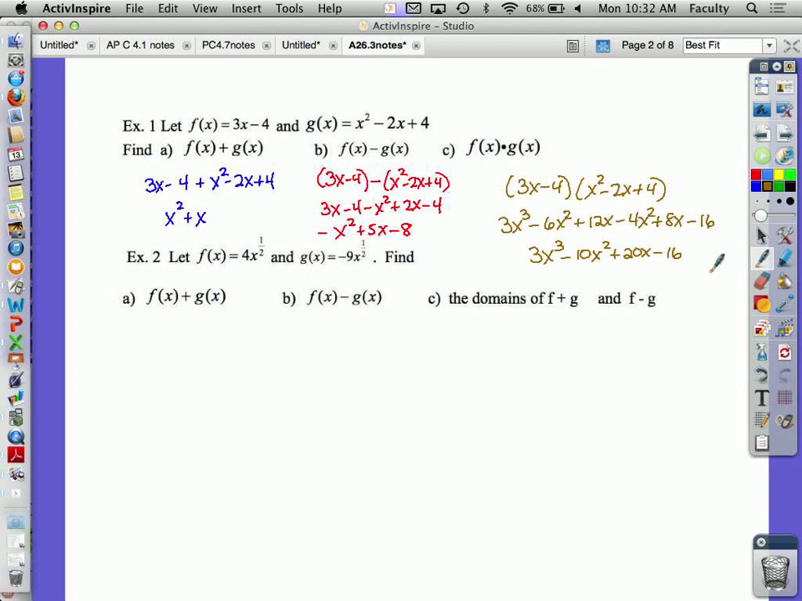Okay, in example 2, now we're going to connect this to the power function and connect it to what we were doing in the last two sections with the exponent properties. So in example 2, if f of x is 4x to the 1/2 power and g of x is negative 9x to the 1/2 power, if you want to add these, it really is as easy as it looks.